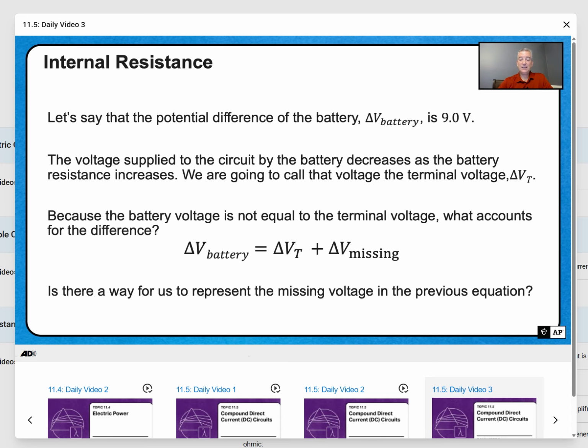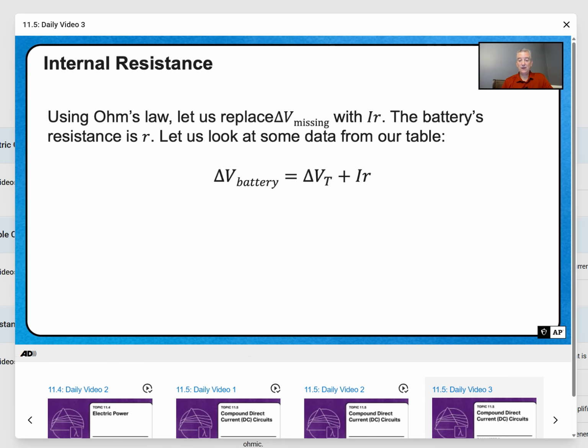Well, let's go ahead and replace the missing voltage with I times R, because V equals IR is given to us by Ohm's law. So the battery voltage then is equal to the terminal voltage plus I times R. Now remember that data that I asked you to remember that was in blue? Let's substitute that information in.